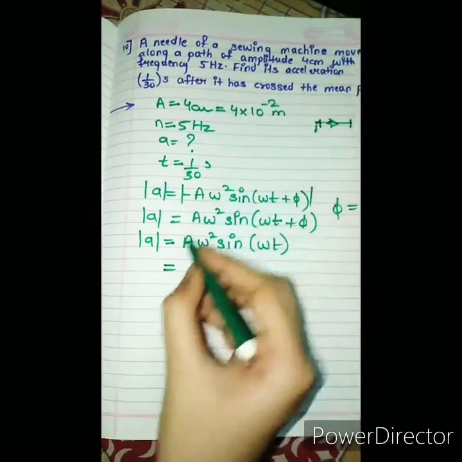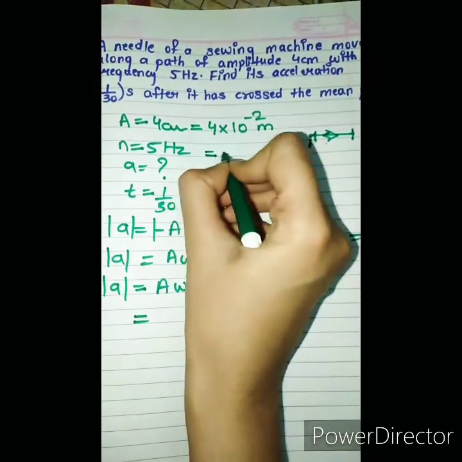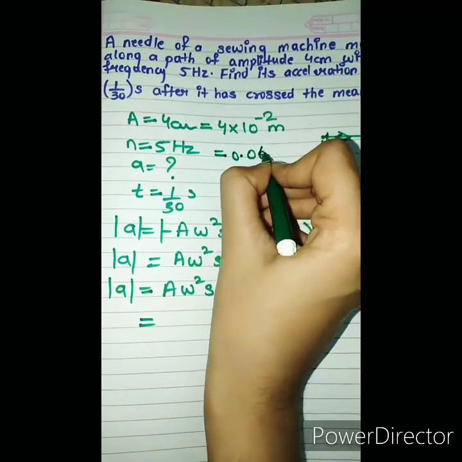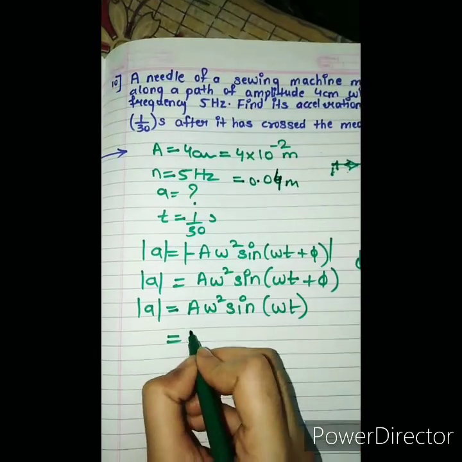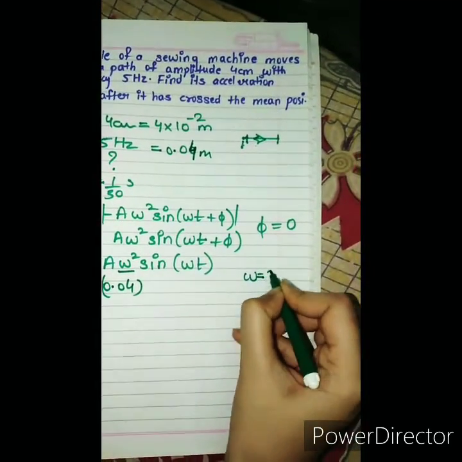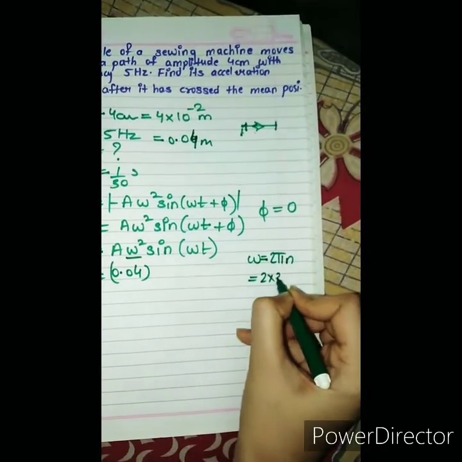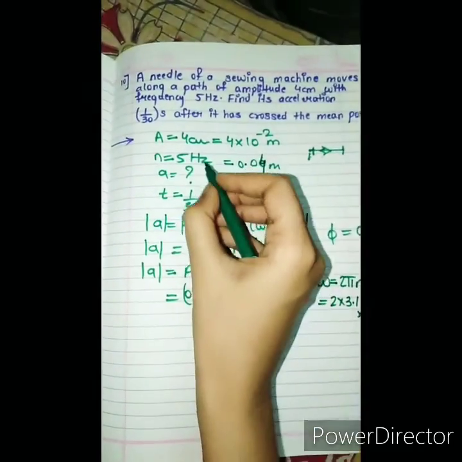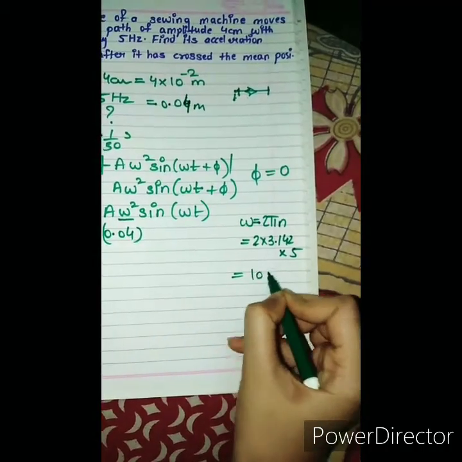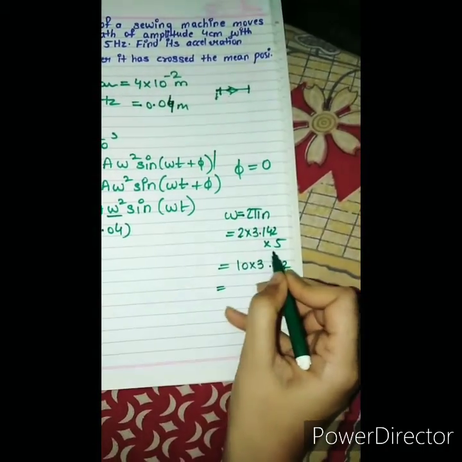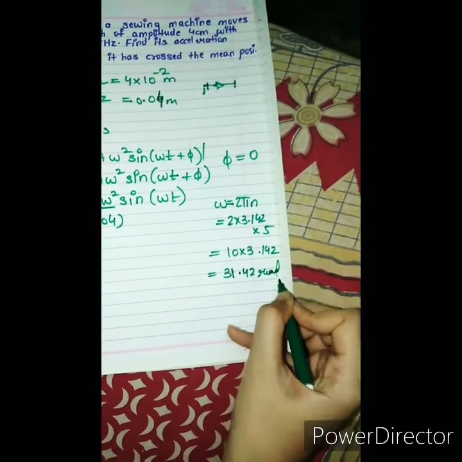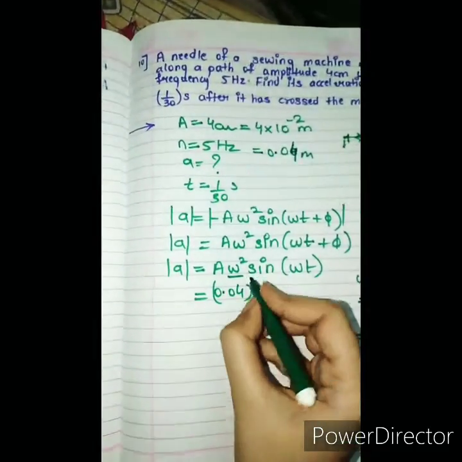Now A, I have it as 4 into 10 raised to minus 2, that is nothing but 0.04 meter. So here 0.04 omega square. I don't have omega, so let's find omega. Omega is nothing but 2 pi n. So 2 into 3.142 into n. Do I have n? Yes, that is 5. So here it becomes easy. 2 fives are 10. 10 into 3.142. The point shifts towards the right hand side: 31.42 radian per second. Here I have the value of omega.